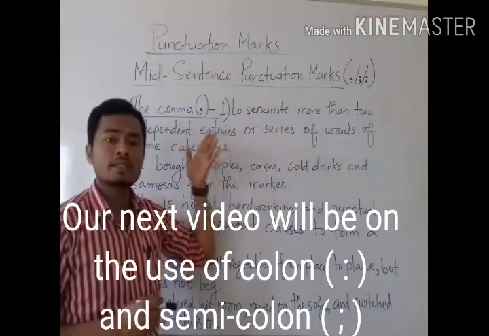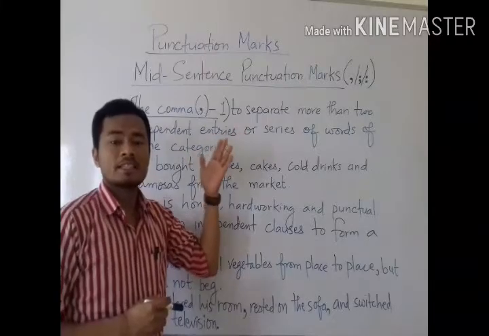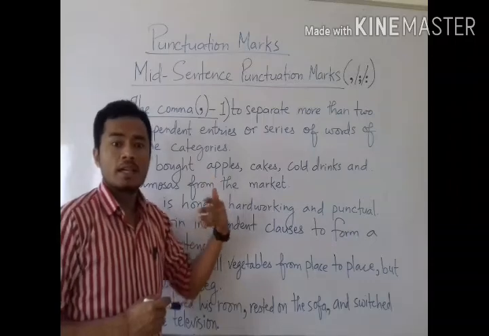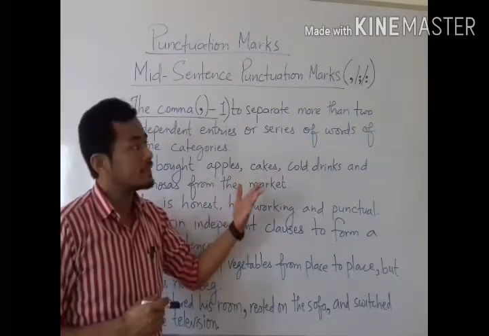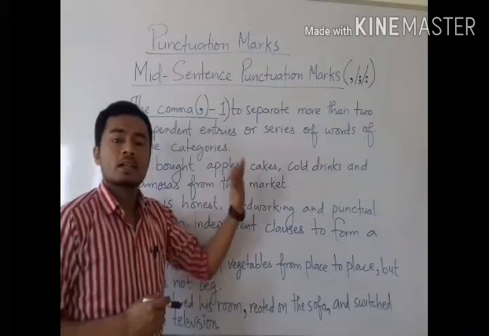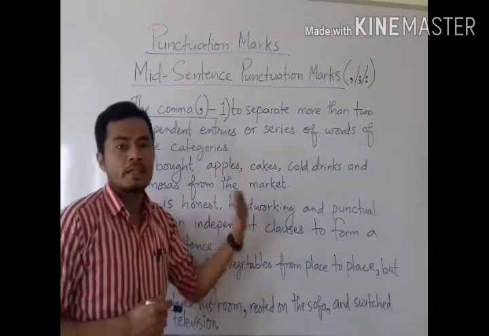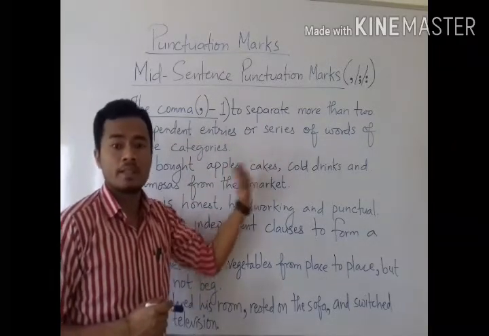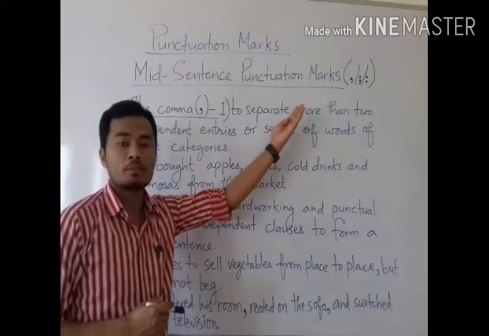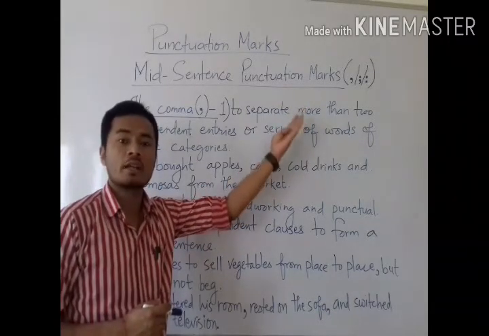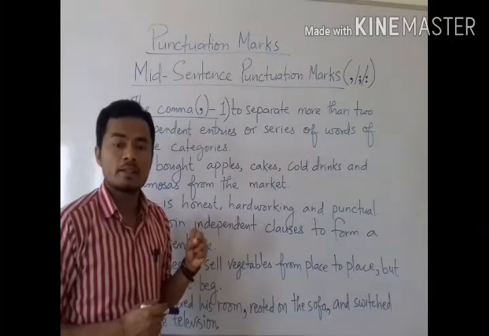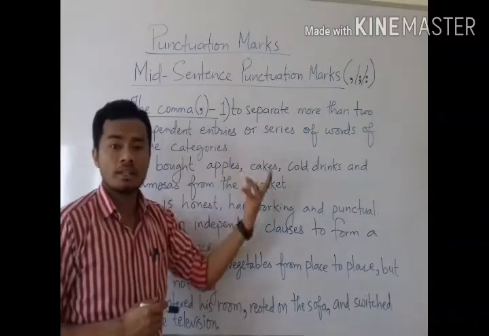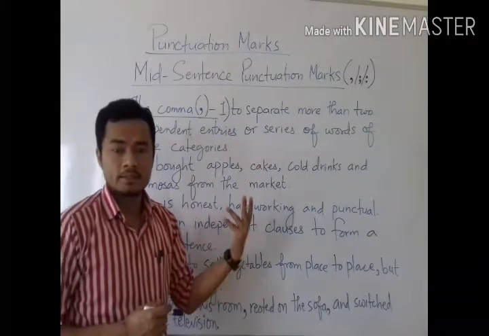So how are these mid-sentence punctuation marks used in sentences? They are used to separate words, to separate phrases, to separate clauses whether they are dependent or independent. These mid-sentence punctuation marks determine the use of all these three punctuation marks, comma, semicolon and colon, in sentences. Now we will understand how to use comma, semicolon and colon while we write sentences.